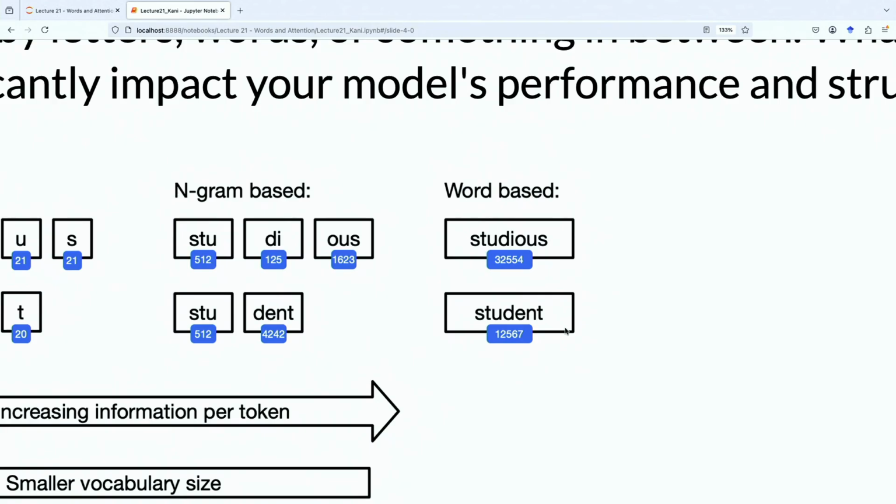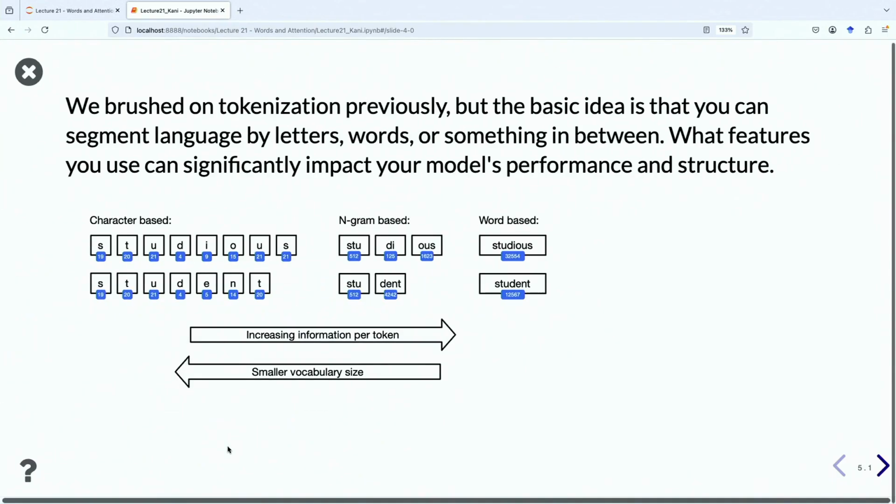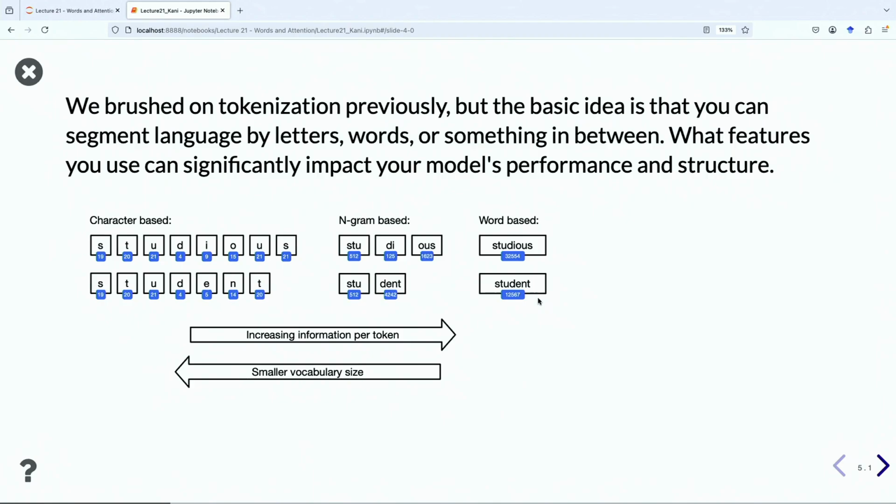So the benefit here is that you have a much larger, what's called a vocabulary size, which isn't great because your model would have to figure out that word number 32,544 is equivalent to the word studious. That's going to be harder for the model to figure out. But it increases the amount of information per token.